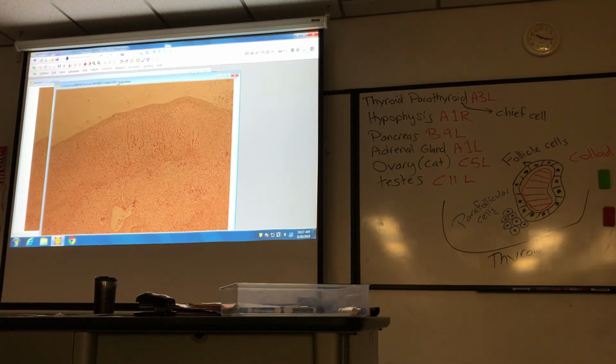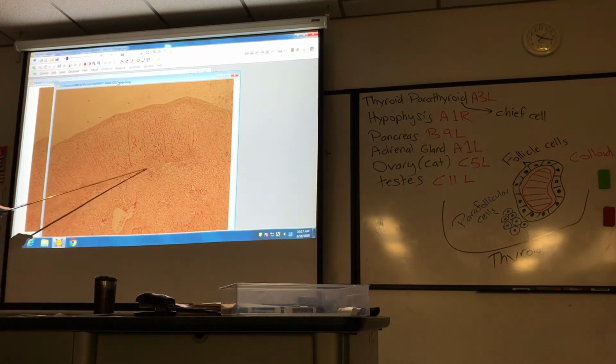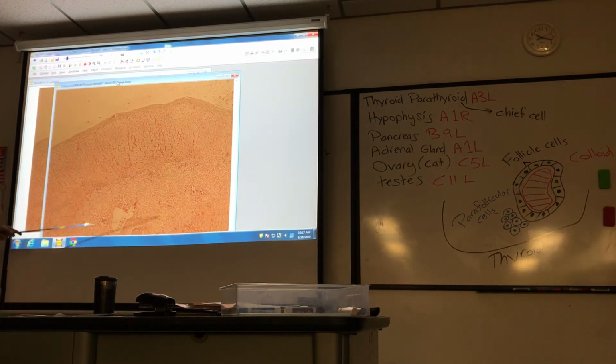All right, see if you can identify the border between cortex and medulla. See if you think you got it, and then I'm going to point to it. That's right here. Is that where you're looking? So above my pointer is what? Cortex. And below it is medulla.